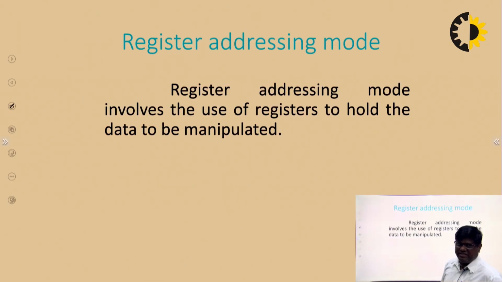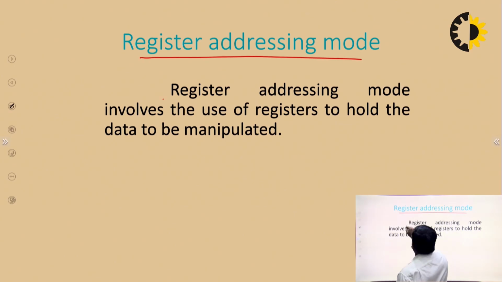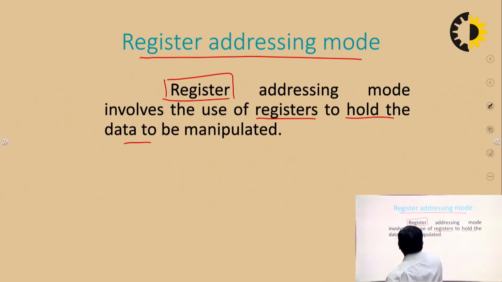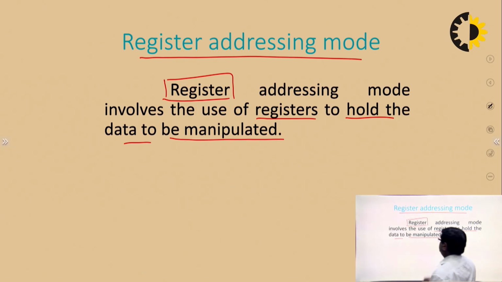Now, the next addressing mode is known as the register addressing mode. Here the register plays the big role. It means the operand is associated with the register. This addressing mode involves the use of a register to hold the data to be manipulated. It means data held by the register is known as the register addressing mode.